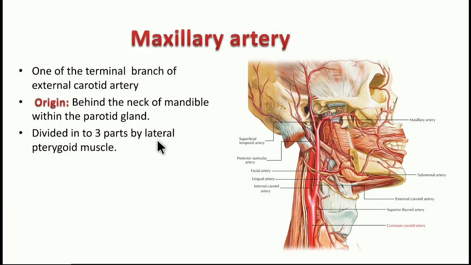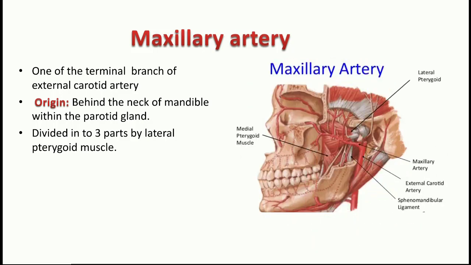Considered the key muscle of the infratemporal region, it divides the maxillary artery into three parts. Here you are able to see the two heads of the lateral pterygoid muscle, the upper head and the lower head, getting inserted into the fovea or neck of the mandible and the capsule of the temporomandibular joint. The first part is from its origin, the maxillary artery commencement, to the lower border of the lateral pterygoid muscle.